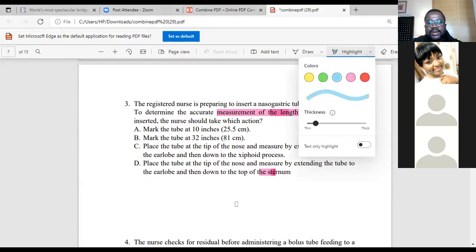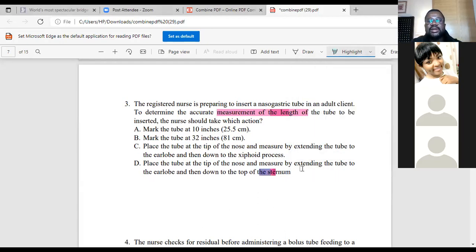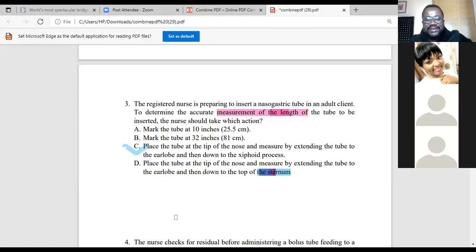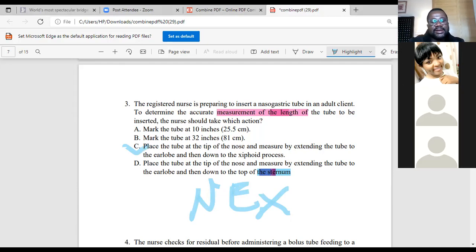Be careful. These guys are very tricky. They're almost the same, but here they tell you sternum. You have to be careful. So this is wrong, so the right answer is C. C is the right answer, okay? Next is nose, ear, and xiphoid process, right? We learned something new today. This is the acronym.